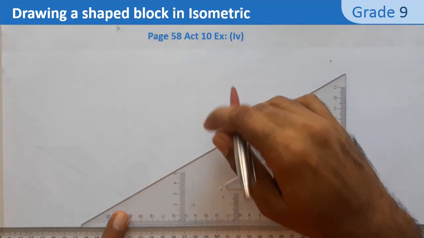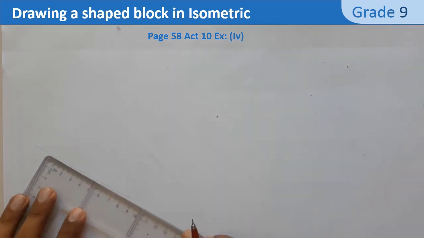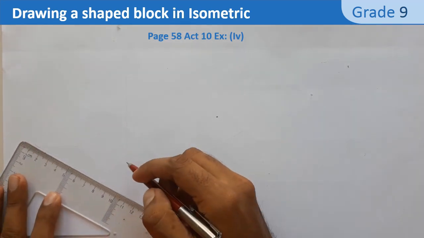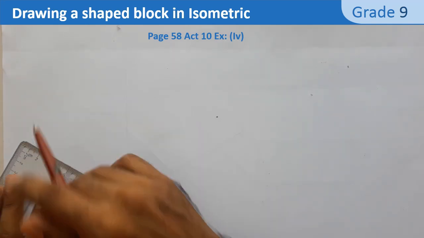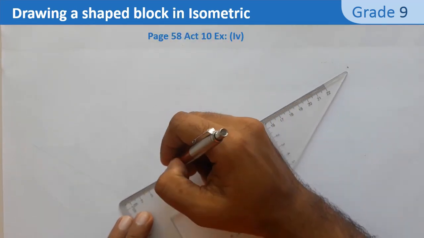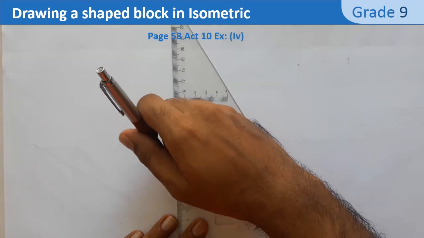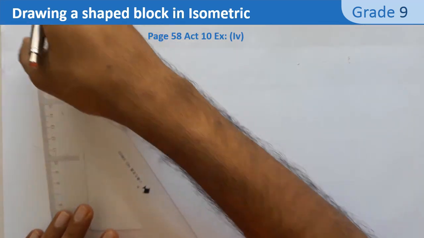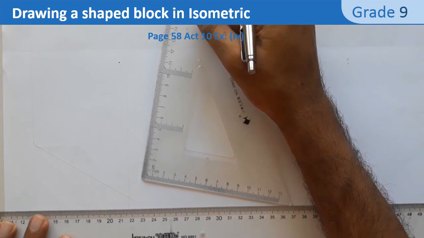Do the exercise, page 58, exercise 4. So first of all, you start by drawing the 3 axes. You see how I rotate my set square on the 2 sides? So all dimensions, you will obtain them in the front and the top view.